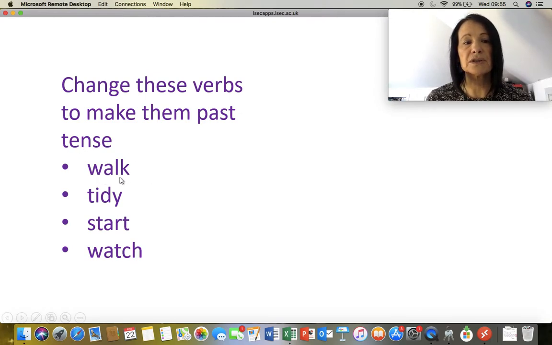The first word, what is that? Yes, walk. And the next word, tidy. The next word, start. And the next word, watch. If you are unsure of the meaning of any of these words, use your dictionary to check.